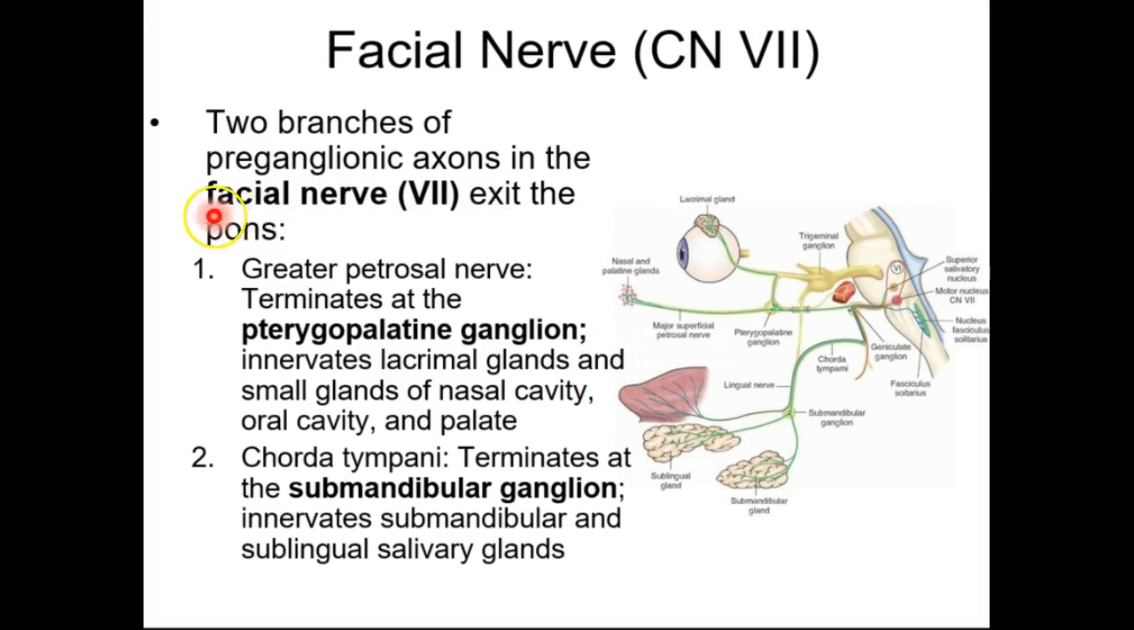I'm going to take a step back for just a second. Facial nerve also innervates the lacrimal glands. So when you think of 7, don't think just about saliva, also think about crying and tear production.